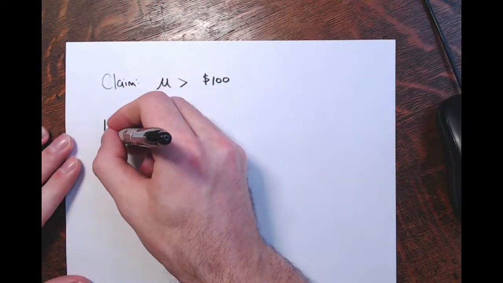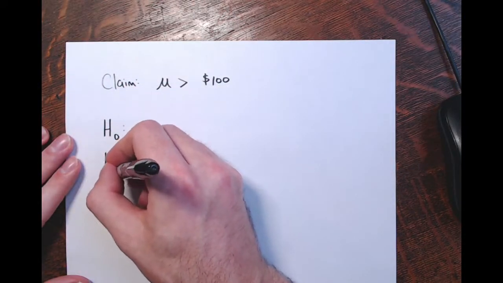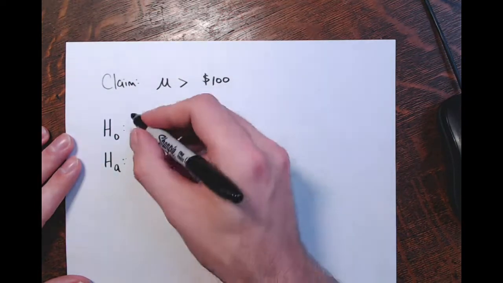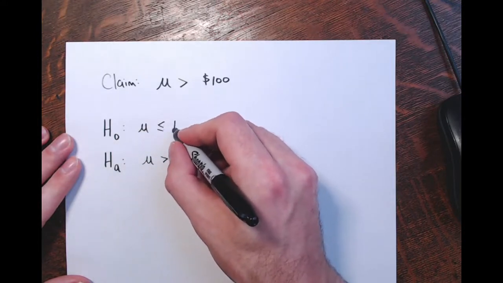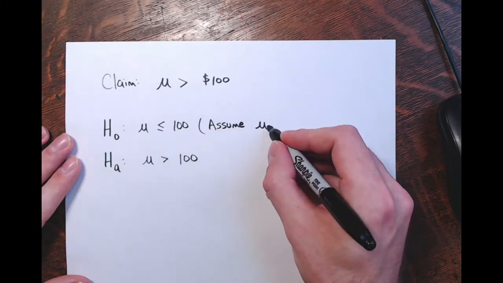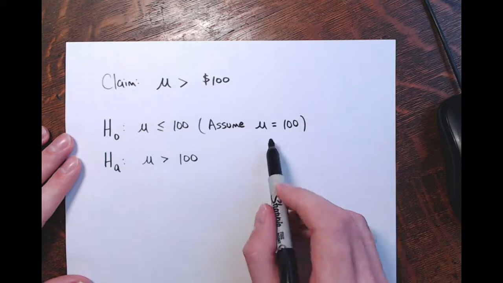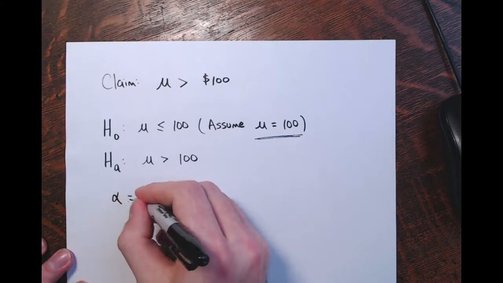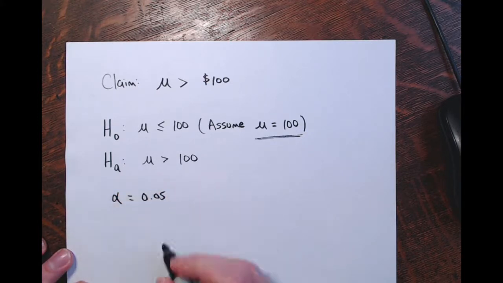Then your hypotheses, the null hypothesis and the alternative hypothesis. The alternative hypothesis is that the mean is greater than 100. For the null hypothesis, you could write that the mean is less than or equal to 100, but you've seen this many times now. We're going to assume just the equal part. So we're going to use that as the null hypothesis. We assume that the average spent per customer is $100. We're given that alpha is 0.05, the significance level of 5%.